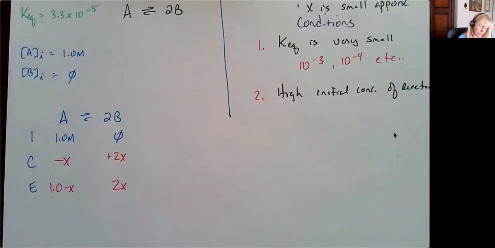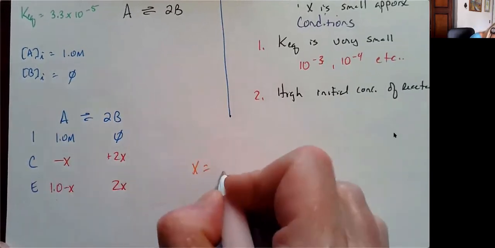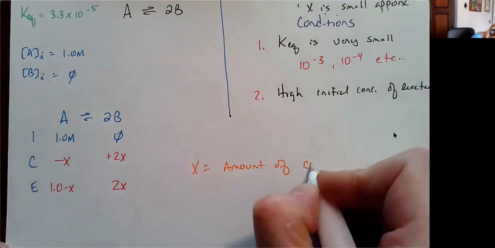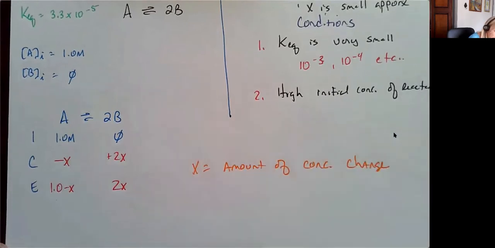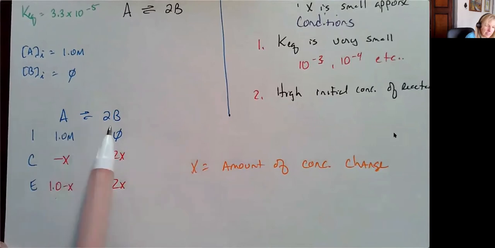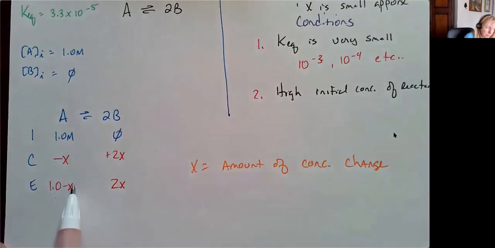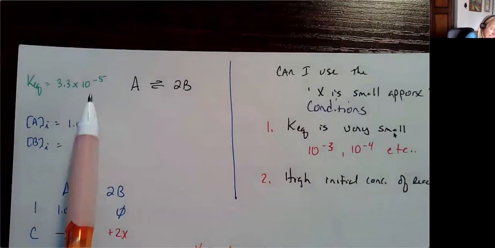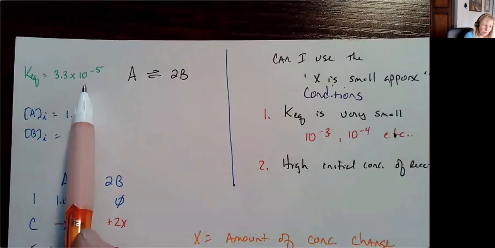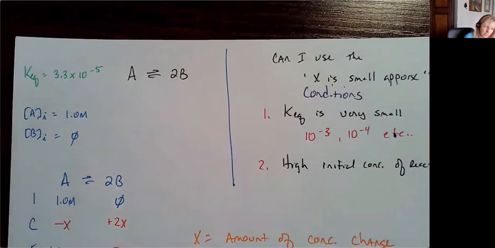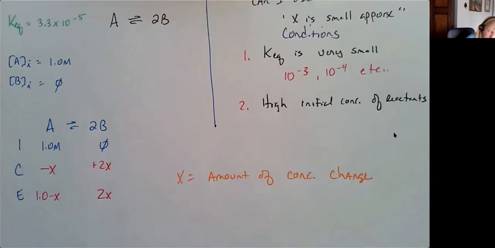So that x, remember, x is the amount of concentration change. That's how much of A is going to be converted into B. If A is really high in concentration, I'm probably not even going to appreciably, within significant figures, see this change in x. And so if this and this are on the order of 10 to the 3 apart, then I can use my X-small approximation. If I'm not sure, I'll use it and then I'll go back and check.